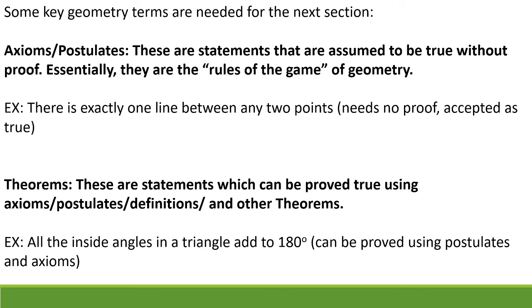So axioms and postulates both mean the same thing, but these are statements that are assumed to be true without proof. Theorems, on the other hand, are what we're going to use proofs for. So theorems are proved, so they're not assumed, they have to be proven using axioms, postulates, and definitions. Definitions being, like the midpoint is in the middle of 2 points. That's the definition of a midpoint. So that's what we mean by definitions. So for example, all the angles in a triangle add to 180. This can be proven using axioms and postulates.